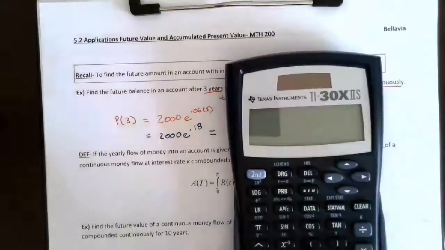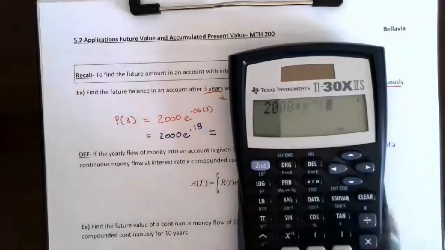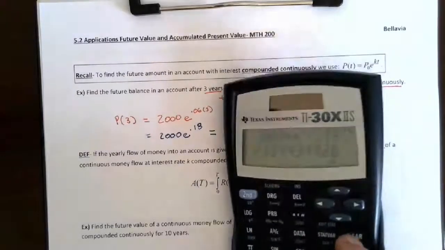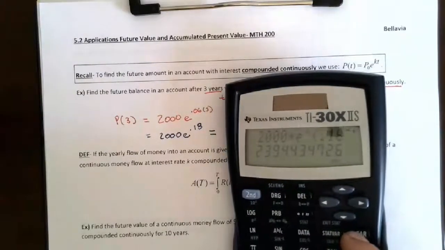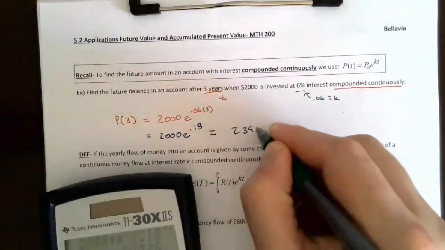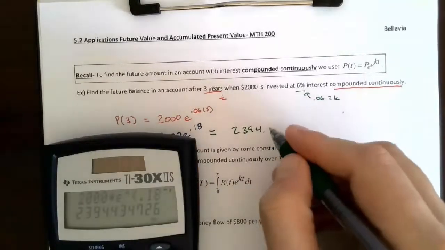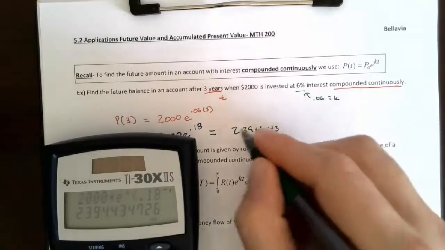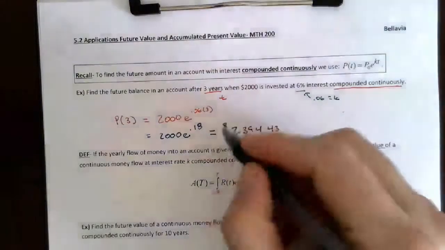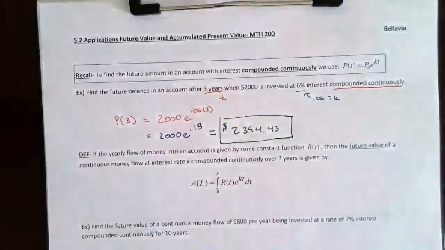And then we can take a look at this and see that it equals, on our calculator, 2,000 times e to the 0.18 power. And we get $2,394.43. And remember, this is money. This is how much money will be in the account if you leave it untouched after 3 years at a 6% interest rate compounded continuously.